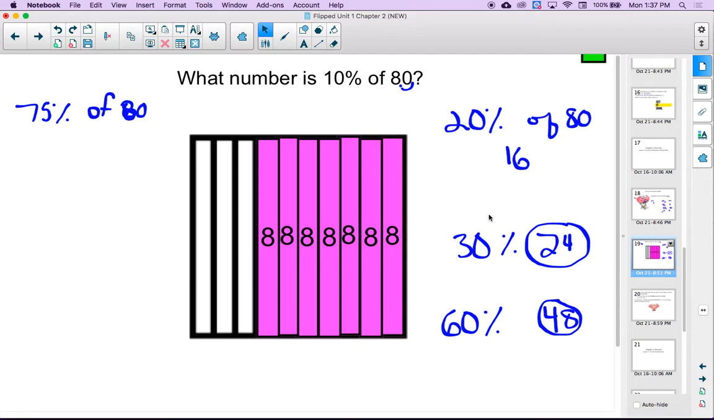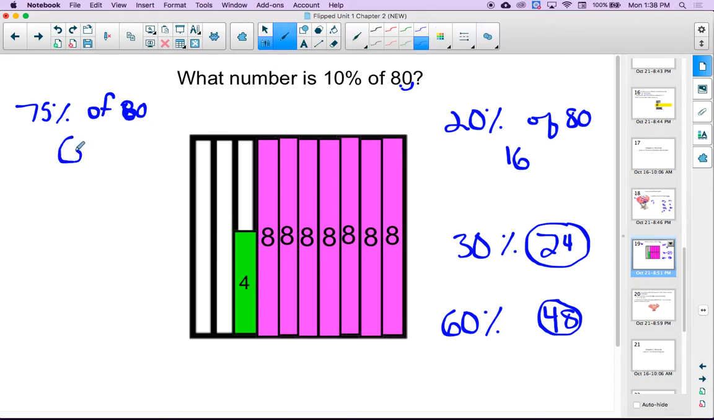We need 5%. Well, if I know that 10% of 80 is 8, 5% is half of 10%, isn't it? So I need a bar that is half of a 10, of a tenth. There it is. So 75% of 80, we've got 7 of our 10%s, and we've got a 5% here. 8 times 7 is 56, plus our 5%, so plus our 4 is 60.